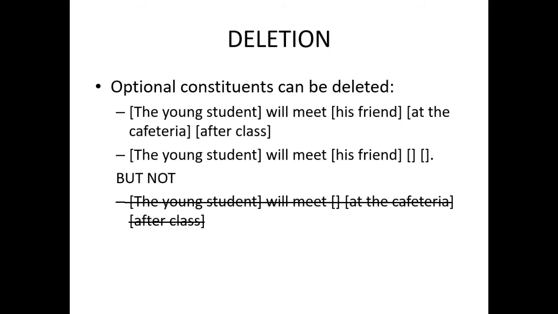Deletion is also very useful for adverbials. So optional constituents, and these are adverbials, can be deleted. So you can say the young student will meet his friend. Full stop. You don't have to say when, you don't have to say why or where. So these are adverbials. Why and where and when, they are adverbial questions. But you cannot delete the object. You cannot say the young student will meet at the cafeteria after class. You have to say who will be met by the young student. So the object is obligatory. So deletion is useful for identifying adverbials. So if it can be deleted, it's an optional adverbial. The tricky part here is there are a couple of adverbials that are obligatory, but they are not so common.